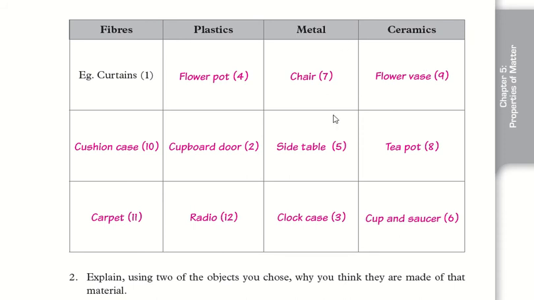Okay, so once you are done with this, take a look at question number 2. For question number 2, you're asked to just use 2 of the objects that you chose. Why do you think they are made out of the materials that we have classified them under? This question will also have a variety of answers depending on what you choose. So please pause the video now and try to answer the question. Are you done answering the question? Now let's take a look and check your answer.